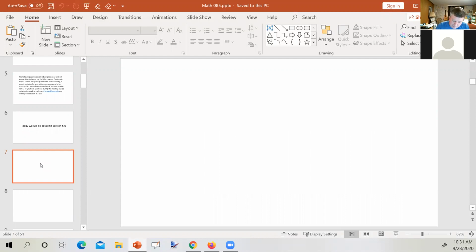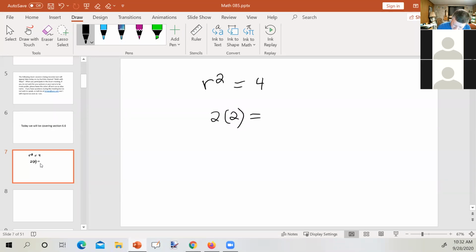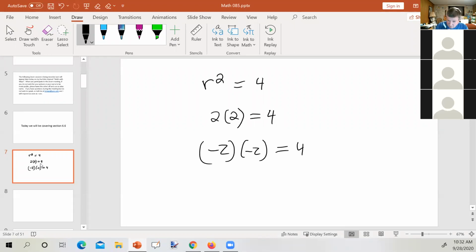Let's just say we have the expression r squared equals, let's say, 4. I assume everybody can see my screen there, r squared equals 4? Yes, okay, just making sure. So 2 times 2 equals 4, right? But what about negative 2 times negative 2? Doesn't that also equal 4? Okay. Anyway, we'll see how that fits in with what we're going to do today.